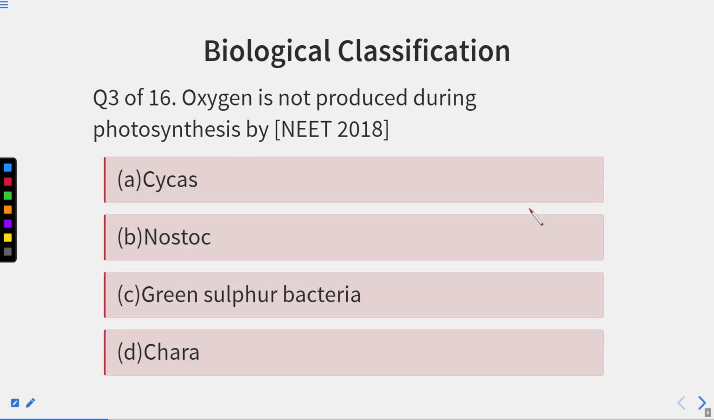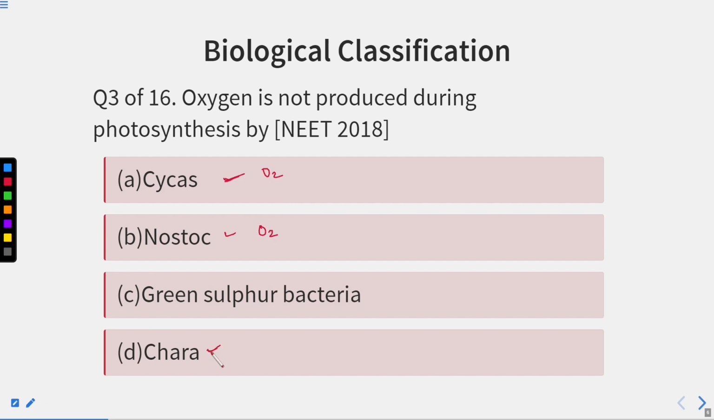Now, the next question is: oxygen is not produced during photosynthesis by... First option is Cycas. Cycas is a plant, so it produces oxygen. Now Nostoc is a filamentous cyanobacteria which produces oxygen. Both of them carry out oxygenic photosynthesis, and the byproduct is oxygen, which is released.